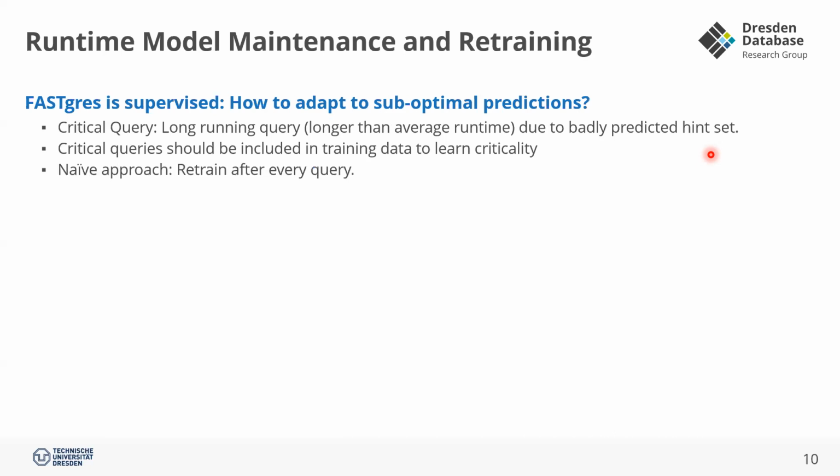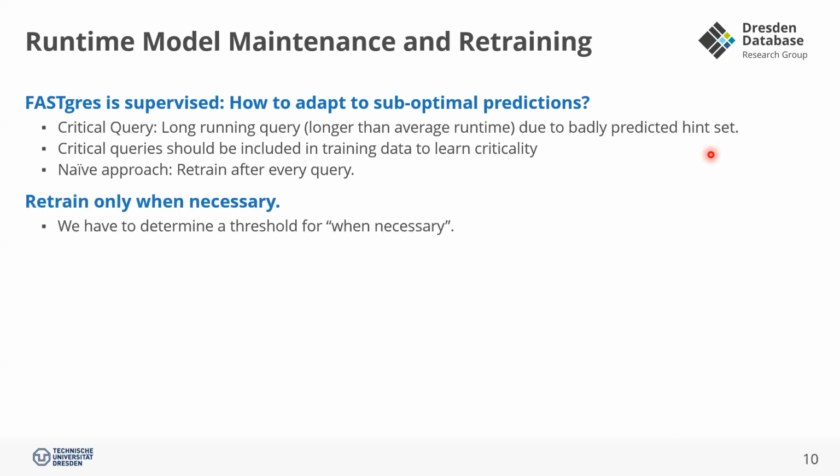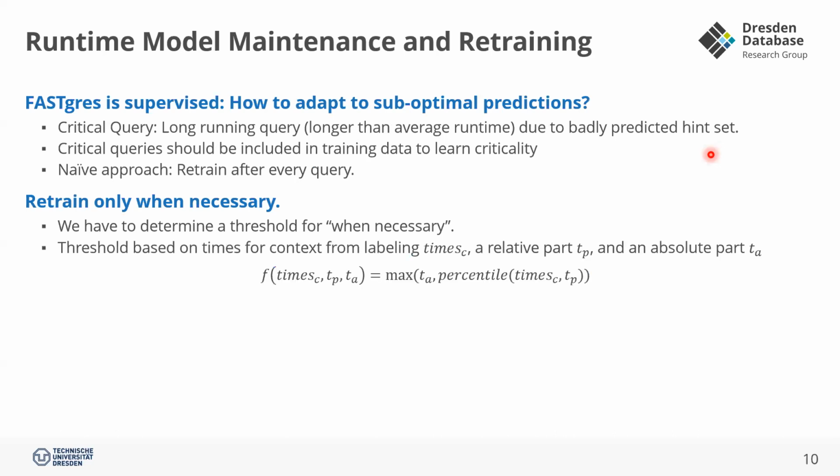And the naive approach would be to retrain after every new query, which isn't feasible because this would stress the model or the hardware where the model is trained unnecessarily. So we only retrain when it's necessary. But for that, we need to define a threshold for when necessary. And we therefore define this threshold as a part of a timeout with relative parts and absolute parts.